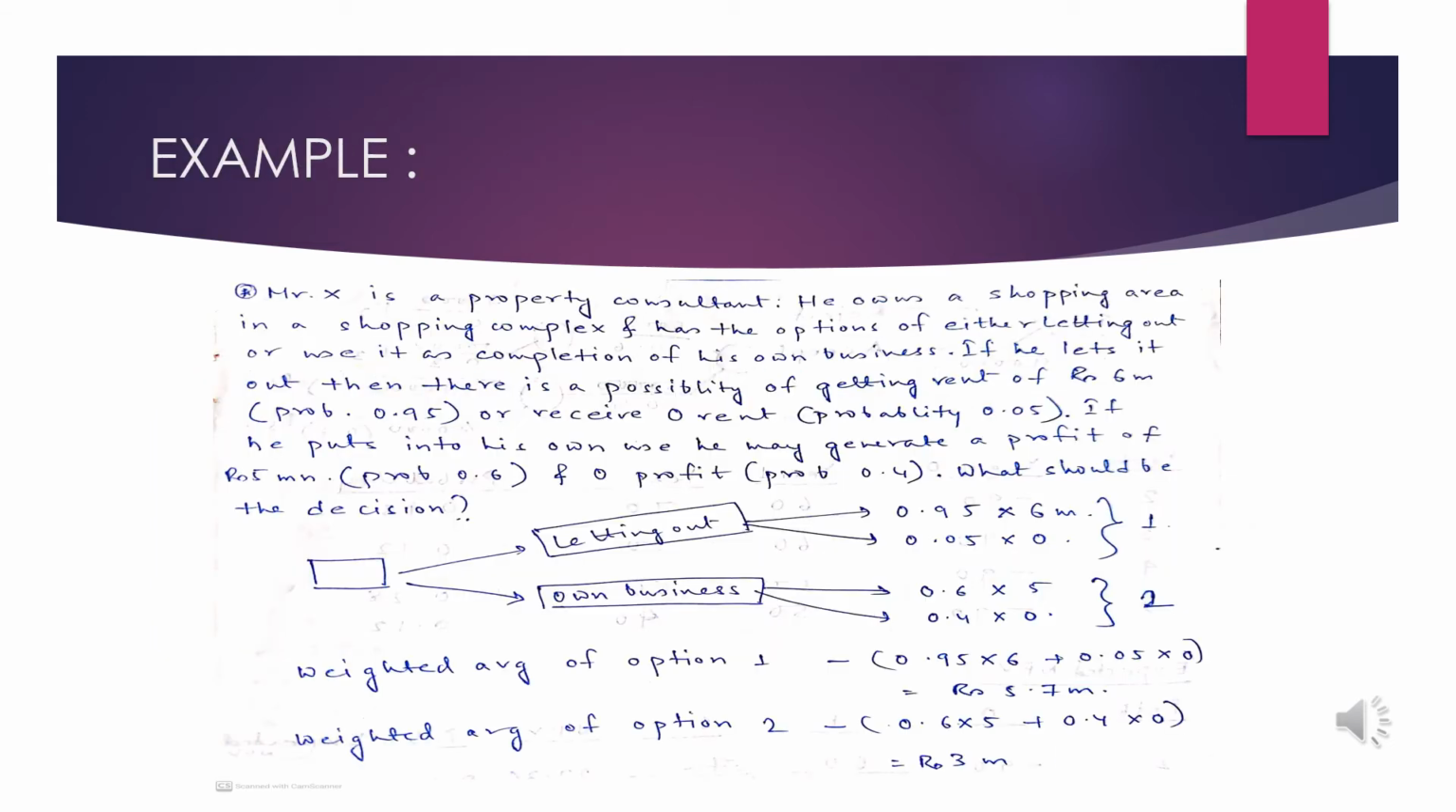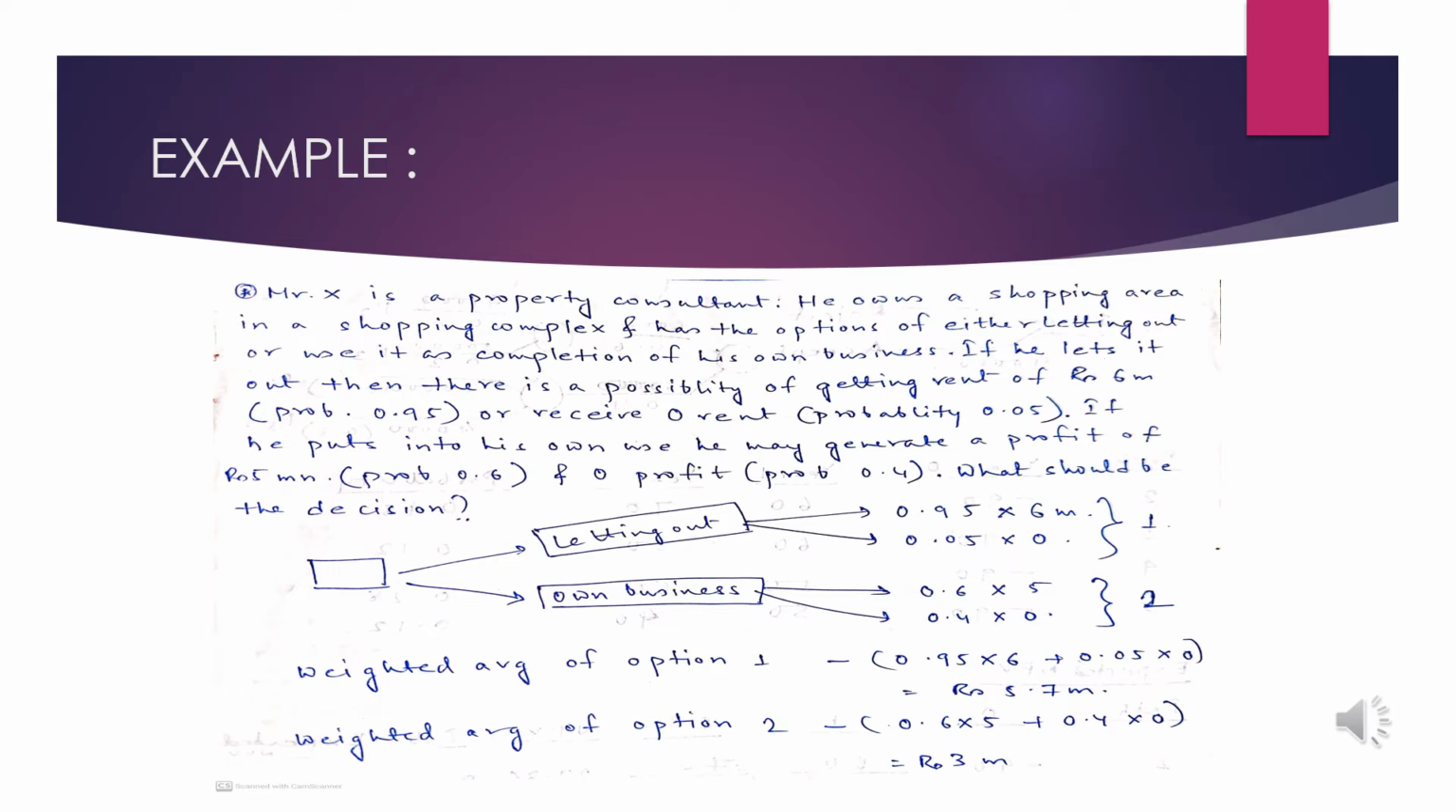Let's consider one very easy example and try to understand how a decision tree is drawn from this given example. Here, a person is a property consultant. He owns a shopping area in a shopping complex and has the option of either letting it out as rent, or using it for his own business.